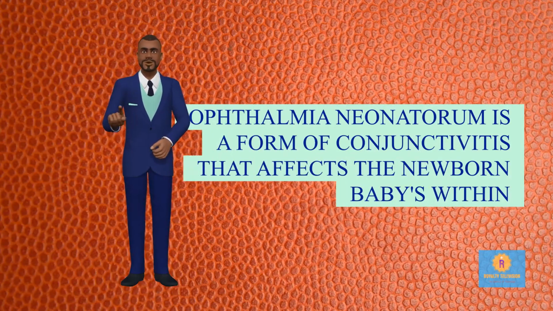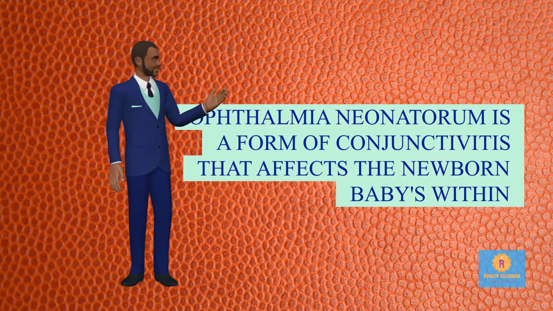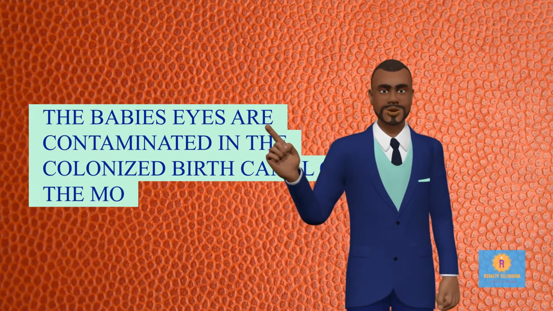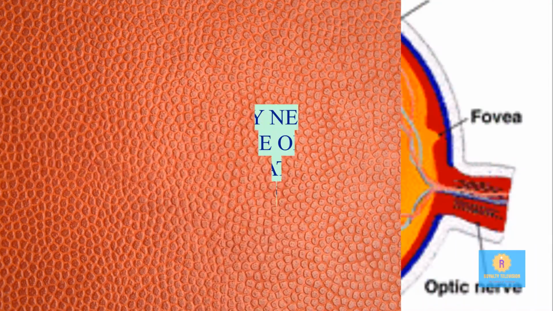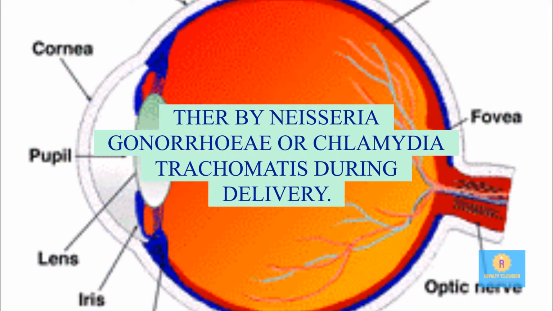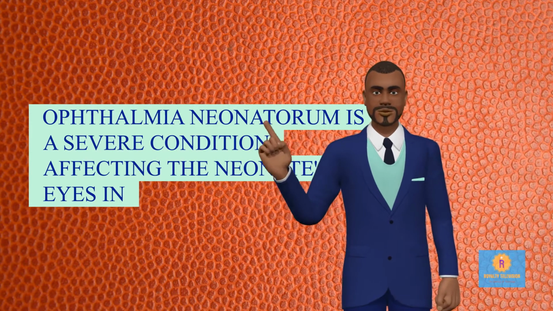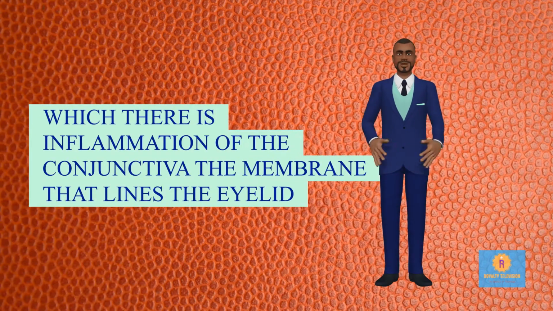Ophthalmia neonatorum is a form of conjunctivitis that affects newborn babies within the first 28 days of life. The baby's eyes are contaminated in the colonized birth canal of the mother by Neisseria gonorrhea or Chlamydia trachomatis during delivery.